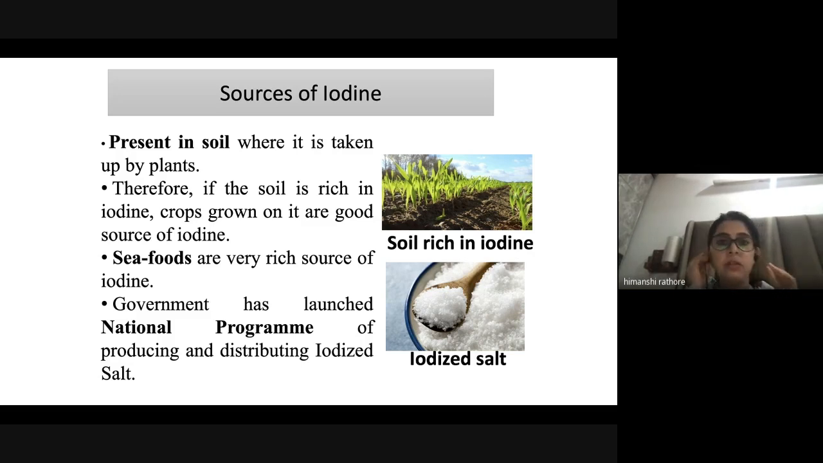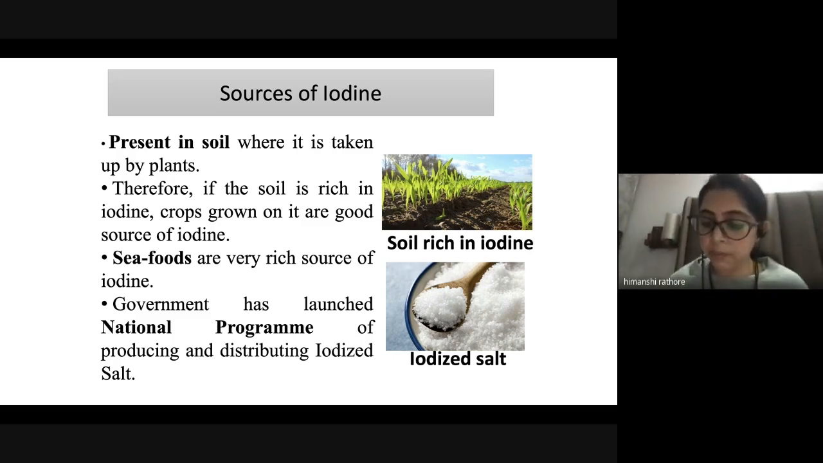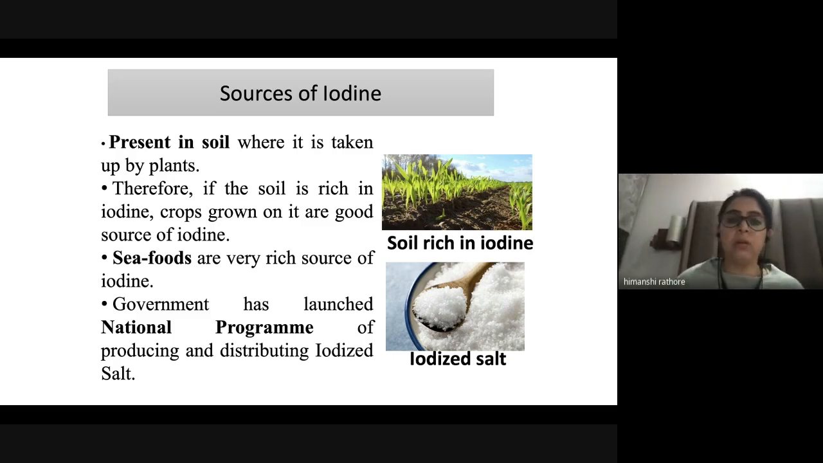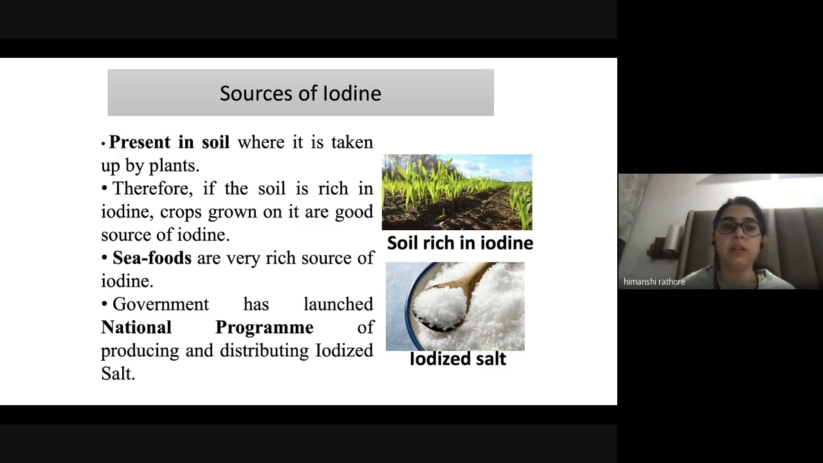Okay, so I guess now everybody knows, and if anyone asks you, do you know the source of iodine? Then please answer. Okay, I guess I have cleared this.